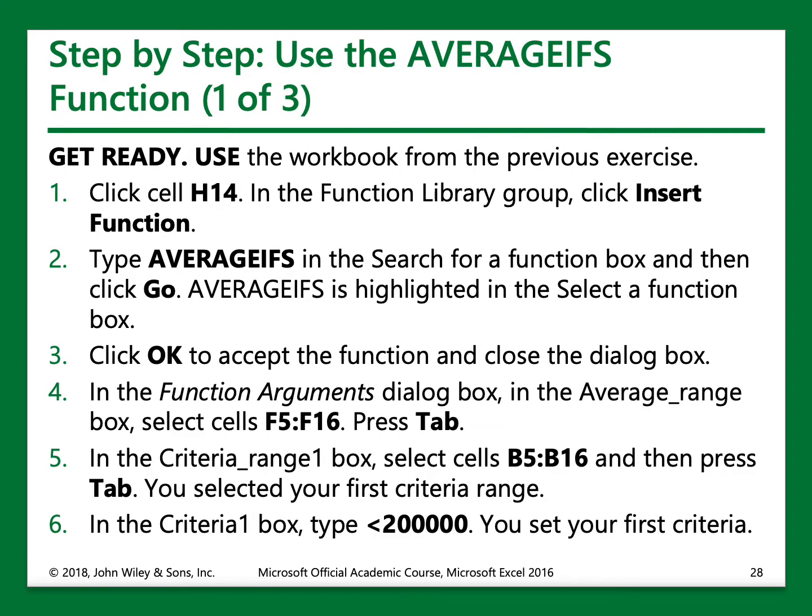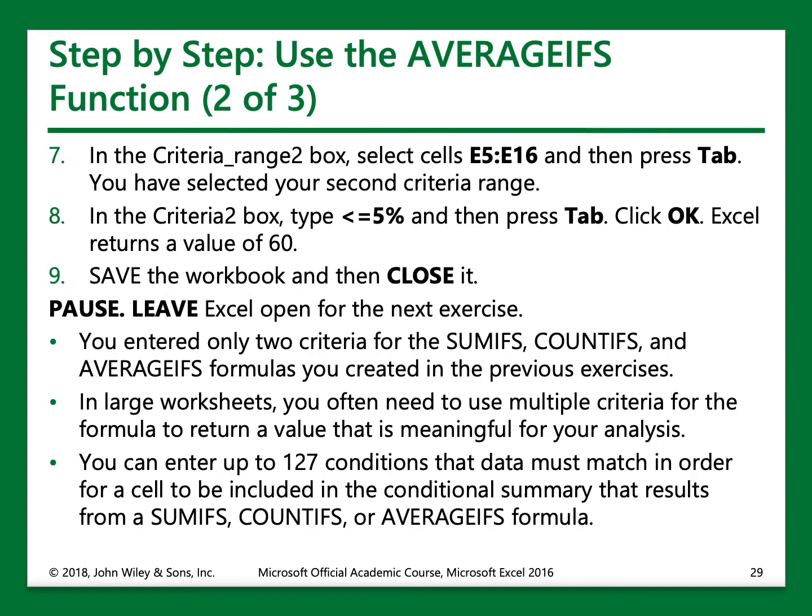So go to cell H14 and then you're going to insert the AVERAGEIFS function. So select that, and in the function arguments, in the average range, look at cells F5 to F16. In criteria range 1, select cells B5 to B16, and then in the criteria 1 box, go less than 200,000. Then we need to set our second criterion. So select cells E5 to E16, and in the criteria 2 box, go less than or equal to 5%.